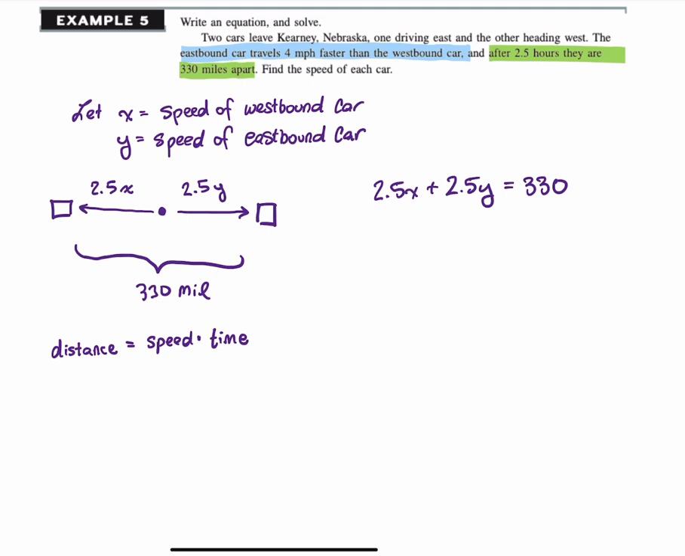And then we said that the eastbound car travels 4 miles per hour faster than the westbound car. The speed of the eastbound car is y, so this should be however fast the westbound car is traveling plus 4 more miles per hour. So there's our second equation, y equals x plus 4. It's already solved for y, so let's substitute that into the first equation and then solve for x. So I have 2.5x plus 2.5, instead of y, I'll substitute in x plus 4, and this is equal to 330.